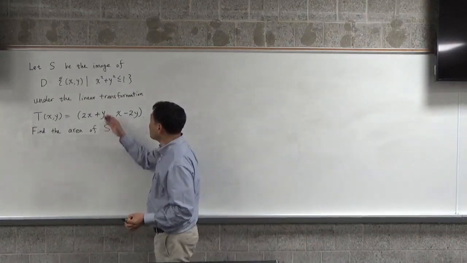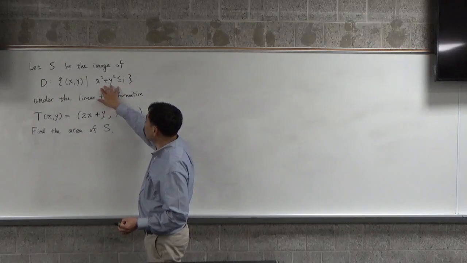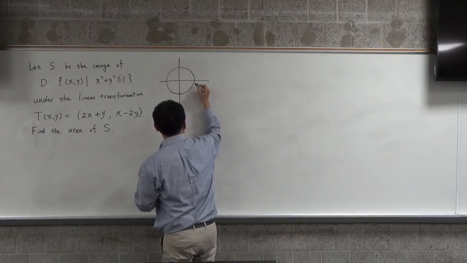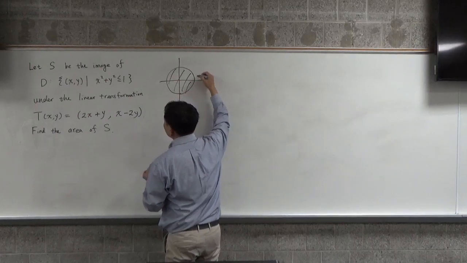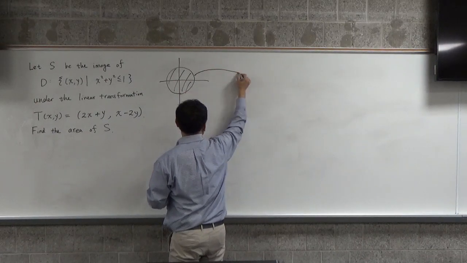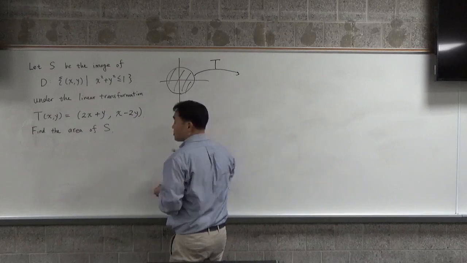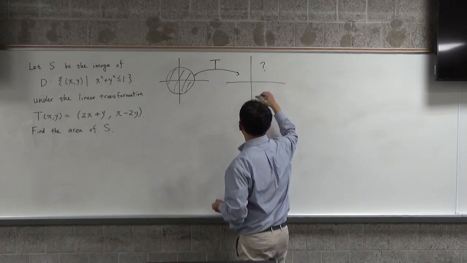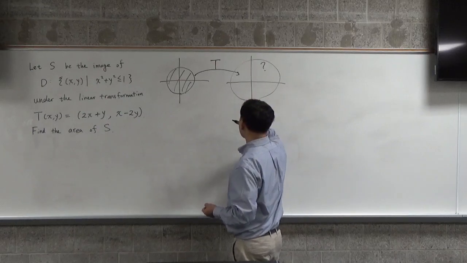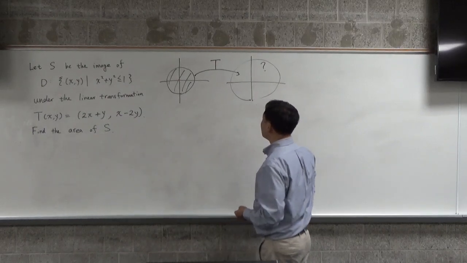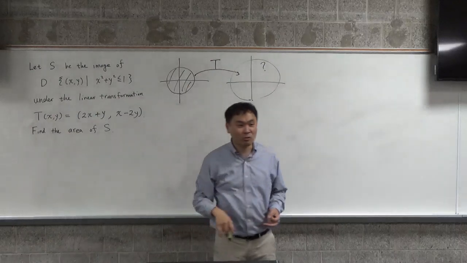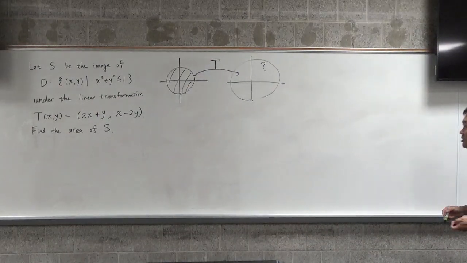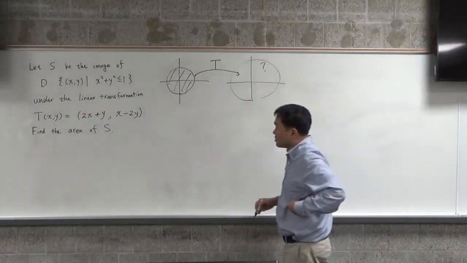Then what I'm trying to do is take this region, the unit circle, and send it, by this transformation, to some unknown shape, something else. And then my question is, what is the area of this thing? So let's try to see what's going on.